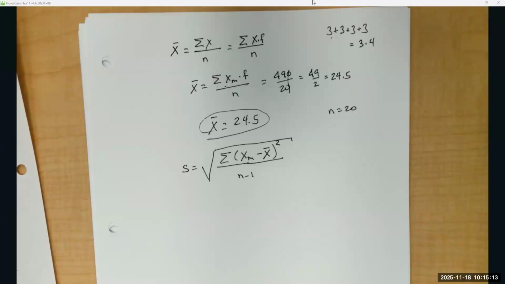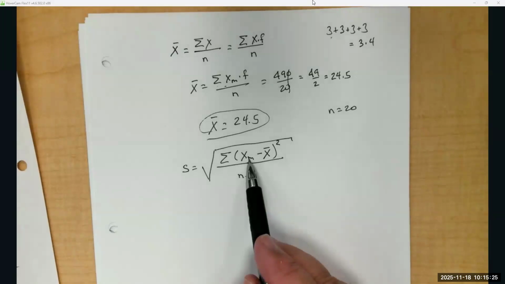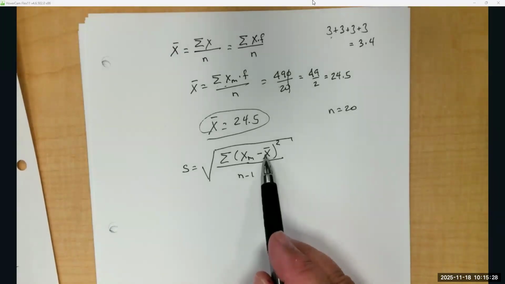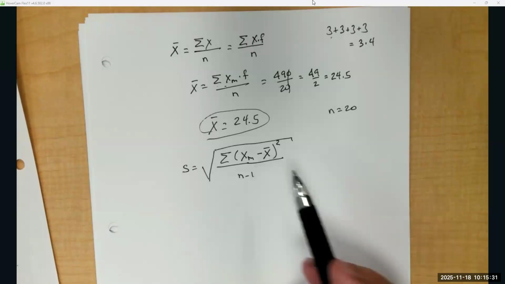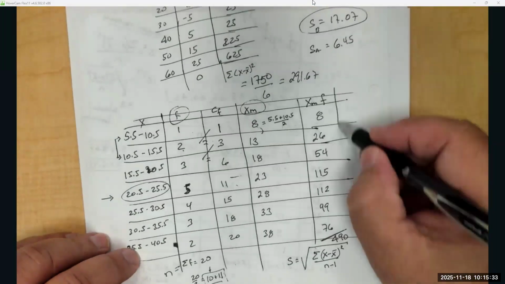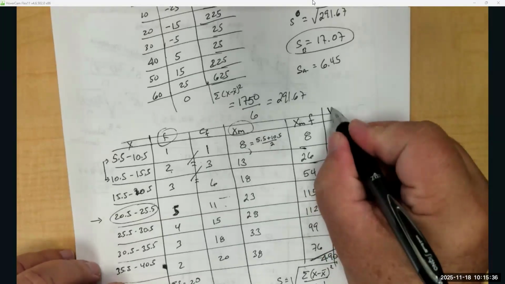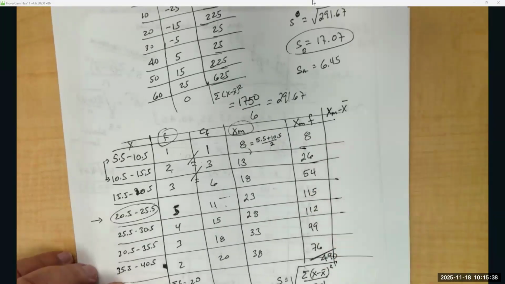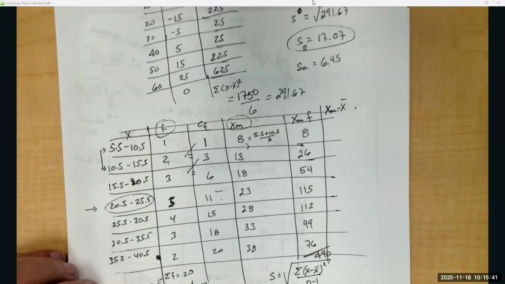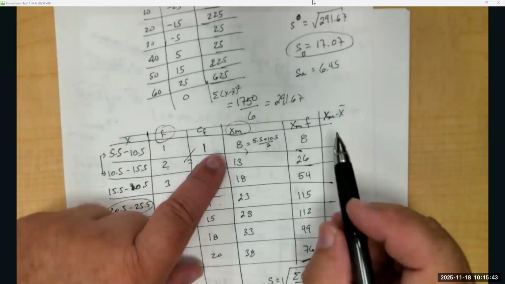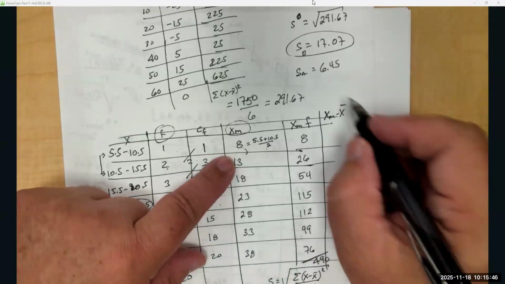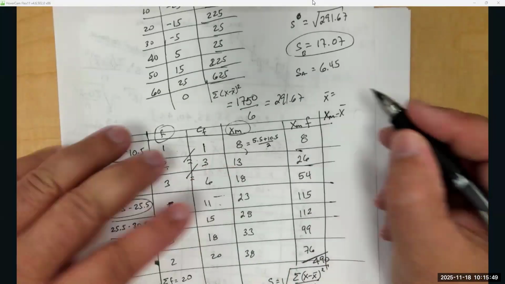What do we have to do now? What do we square? Do we have x sub m minus x bar? We don't even have that yet. We have to create that. We have to build our table from what we have. So x sub m minus x bar. Remember, x bar was 24.5.